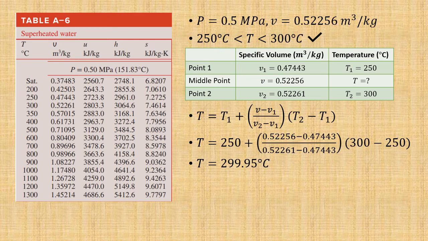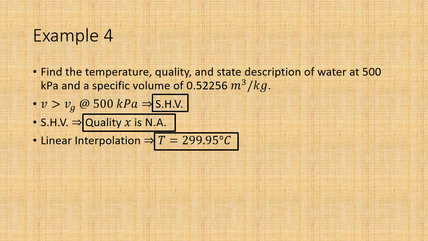Linear interpolation is a powerful tool to get estimates for unknown values of middle points, but it should be used carefully since it assumes that the two variables are linearly related. In this example, the temperature difference between the two known points was only 50 degrees, so we can assume that the relationship between specific volume and temperature is approximately linear. But as the difference between the known points grows larger, the approximation becomes less reasonable. Here are the final answers for example 4, placed neatly in a box.